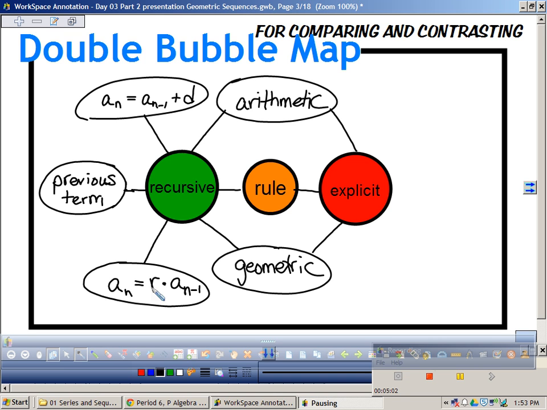Okay? So let me go over on this side. So for explicit, my rule for arithmetic is for some term, I'm going to start with the first term, and I'm going to add or subtract what I need to do to jump.